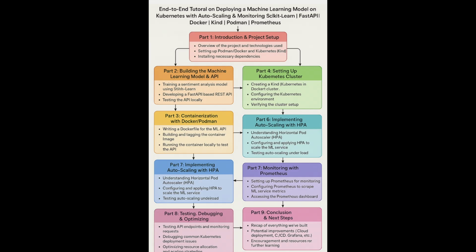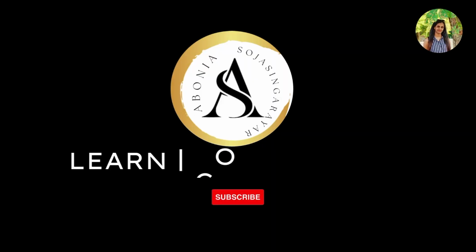So we are in the end-to-end tutorial on deploying a machine learning model on Kubernetes with autoscaling and monitoring. So far we have seen the overview of the project, building a machine learning model and APIs, and containerizing it with Podman, I mean Docker. We have also set up our Kubernetes cluster, deployed the ML services on Kubernetes, and implemented autoscaling with HPA. In our next part, we will see how we can set up monitoring with Prometheus. We will be configuring Prometheus to scrape ML service metrics and accessing the Prometheus dashboard. So let's see you all there.